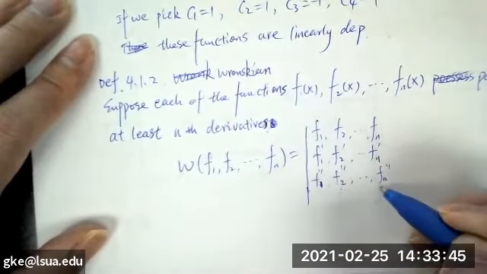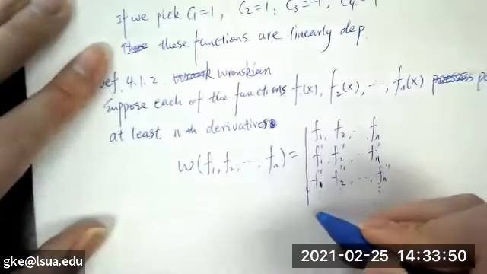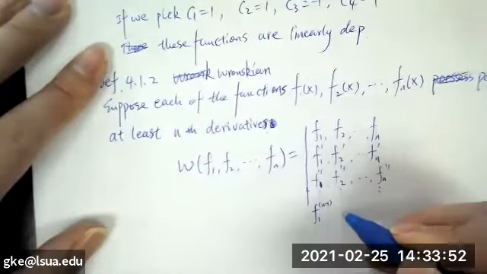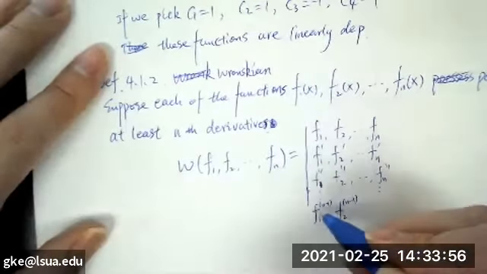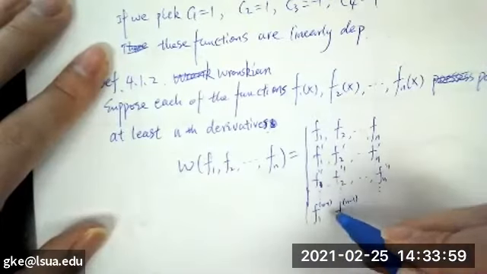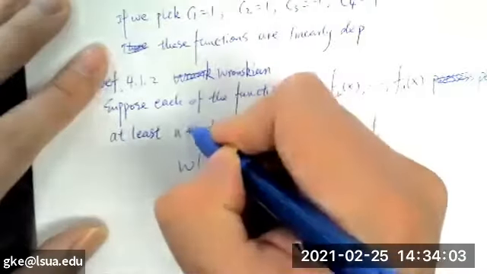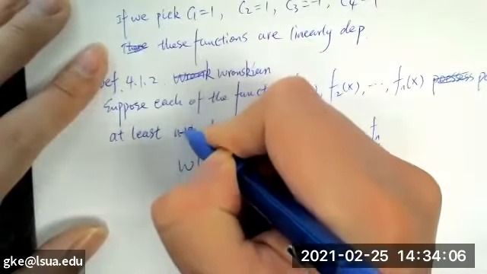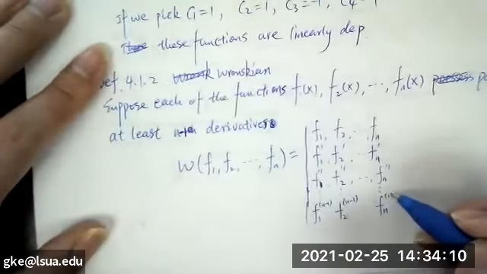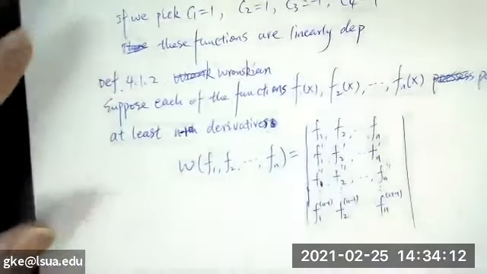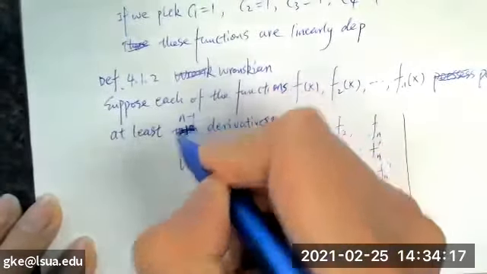And the last row is f1, f2 up to the n minus 1 derivatives. Sorry, here it's n minus 1. At least n minus 1 derivatives.